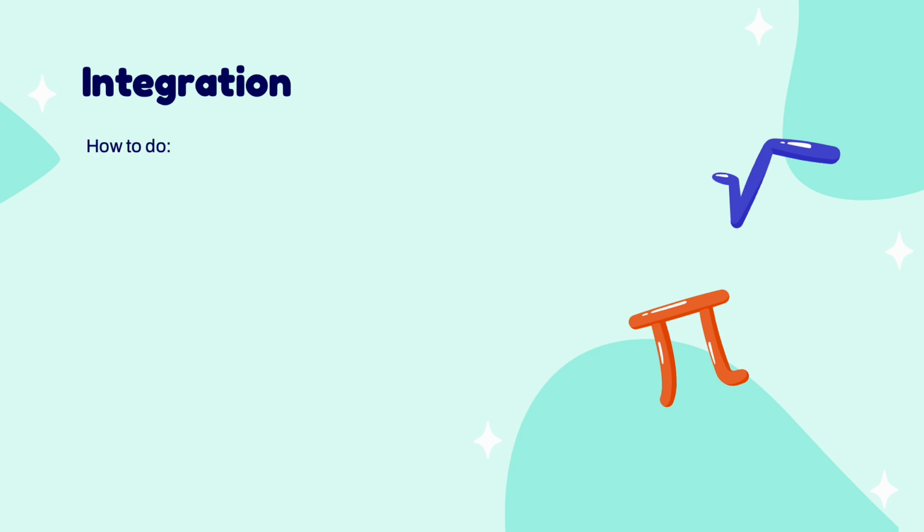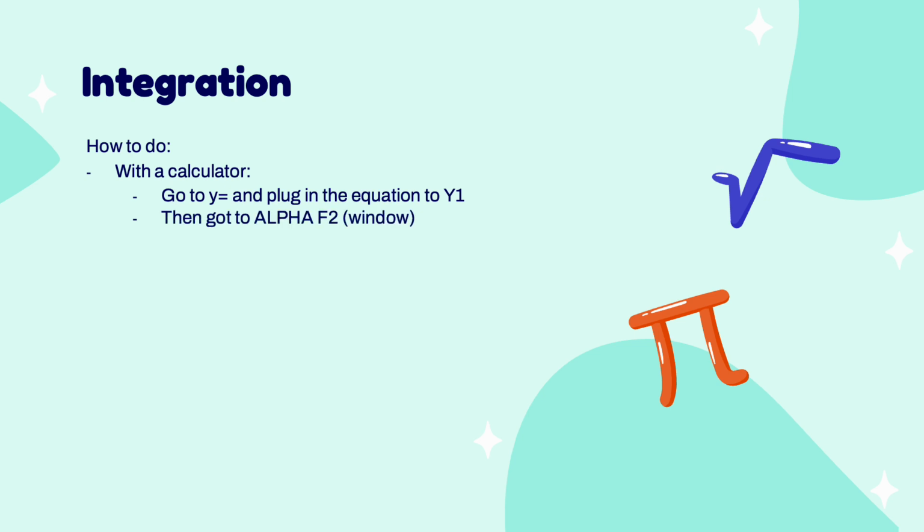And so if we're doing it with a calculator, you go to y equals and you plug in your equation into y1, or I guess you can do it with any other y if you had things in there already, but y1 just makes it the easiest. And then that's going to be the exact equation that you're given. And then you would press exit, so you're back on the main calculator screen, and you're going to go to alpha F2, or where it says window.